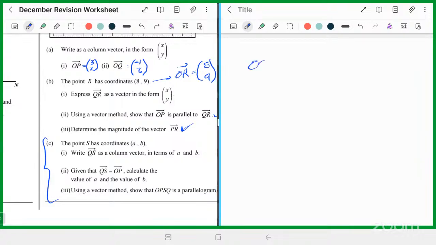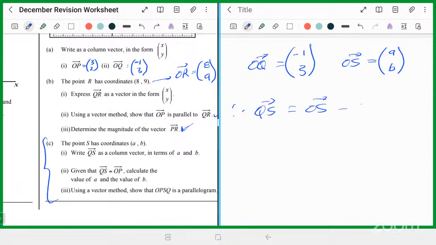What was OQ again? Let's write them out. OQ was this one, negative 1, 3. And OS, based on this point being S, OS will have the same value as (a, b). Like this. It's not complicated. Therefore, QS is OS minus OQ. See? The last is S, so it's O times the last, minus the first, which is Q.